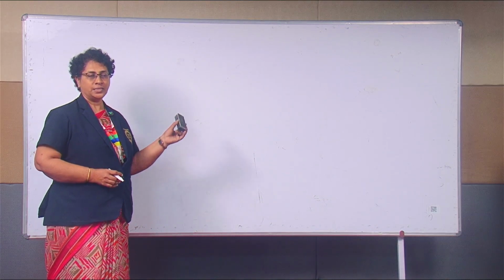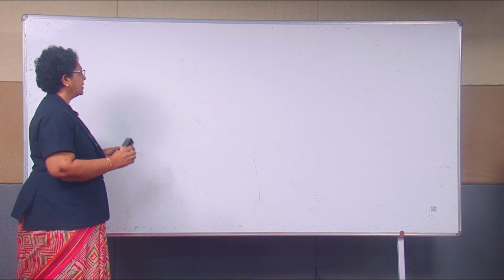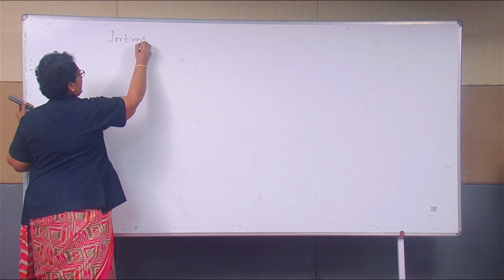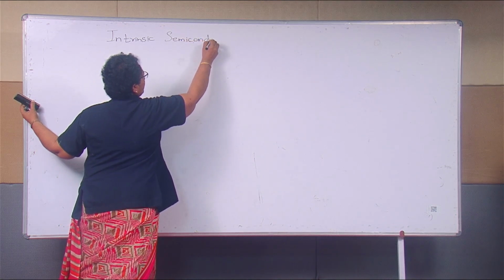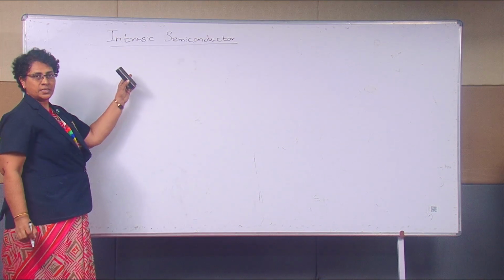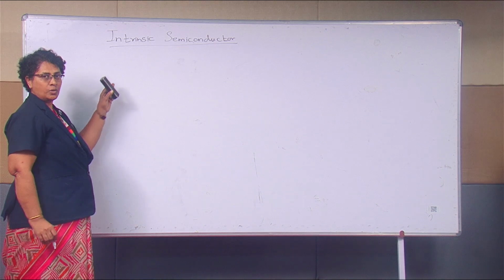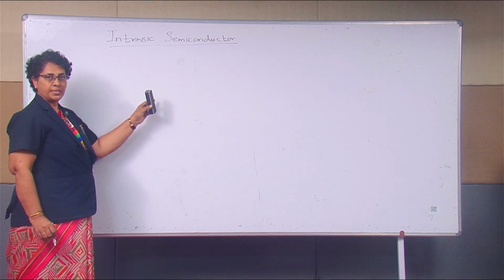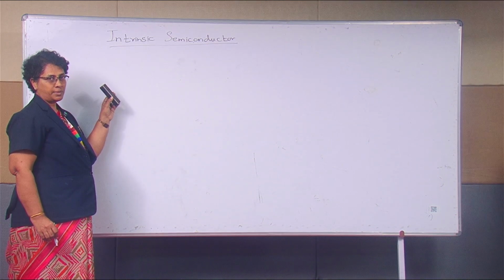In this session, let us see a detailed explanation of intrinsic semiconductor. We know that there are two types of semiconductor: one is intrinsic and another is extrinsic. Extrinsic has P type and N type, and the other name of intrinsic is pure semiconductor.